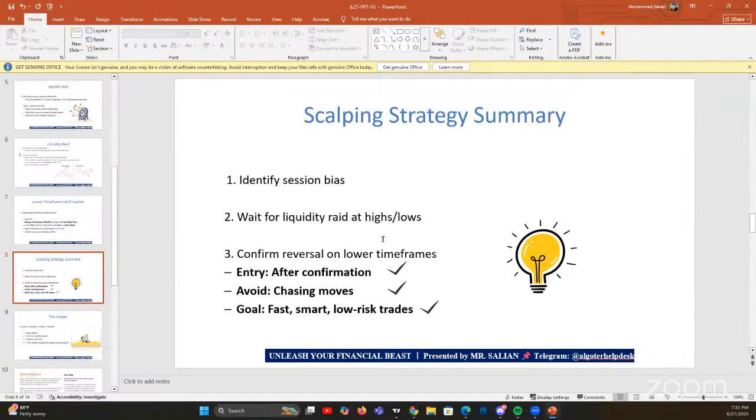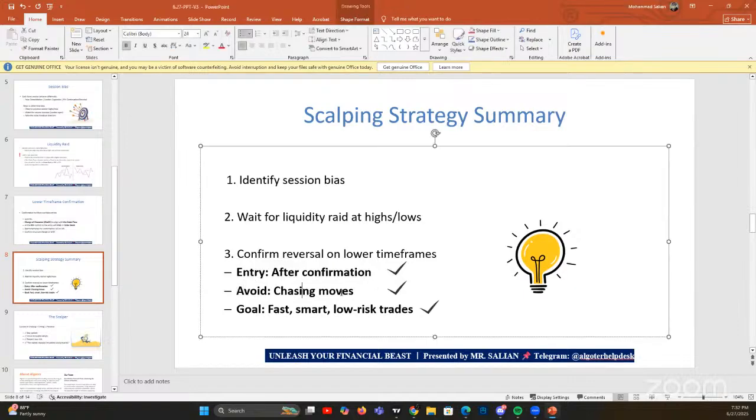reversal on the lower time frames. I've said that already. You have to go to the lower time frames, 1 minute and 5 minutes. Then the entry is after the confirmation. When all is confirmed, the bias is now confirmed. There's a change of character, and you see the FVG and the order block. Then that's the time to enter the trade.